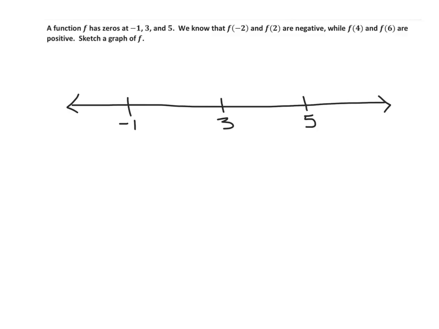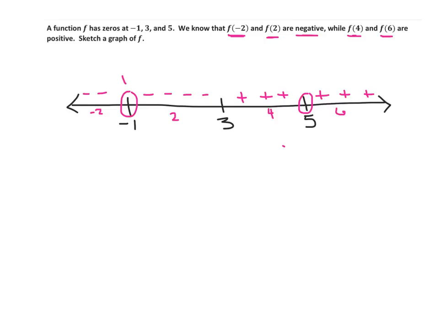Catch this. They said f of -2, and remember, -2 is right here, is negative. How about that? We don't even have to plug it in. And then f of 2 is also negative. And remember, 2 is right here. So this is negative. We're going to get a little bounce action at -1. Then they said f of 4 and f of 6 are positive. 4 is right here, so we're positive. 6 is right here, so that's positive. So we're going to get some bounce action at 5 as well.